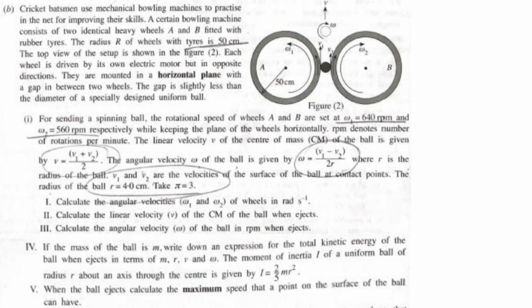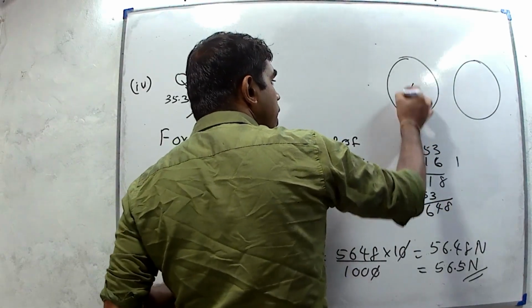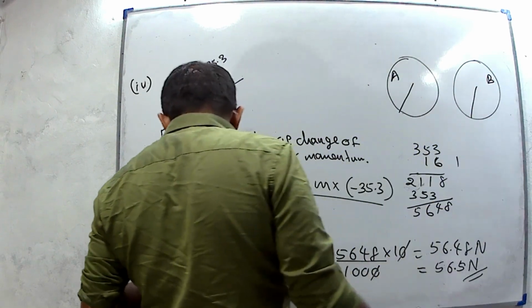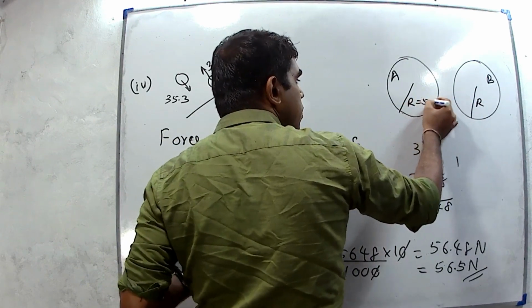Part 1. Calculate the angular velocity omega 1 and omega 2 of the wheels in radians per second. We have to consider there are 2 wheels A and B with the same radius, 50 centimeters.